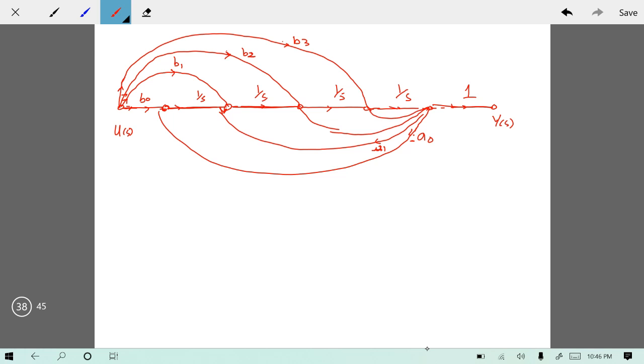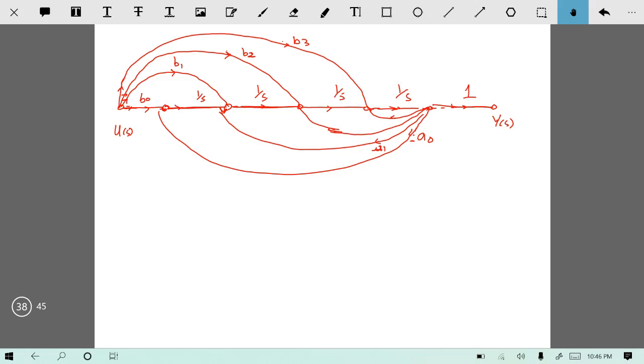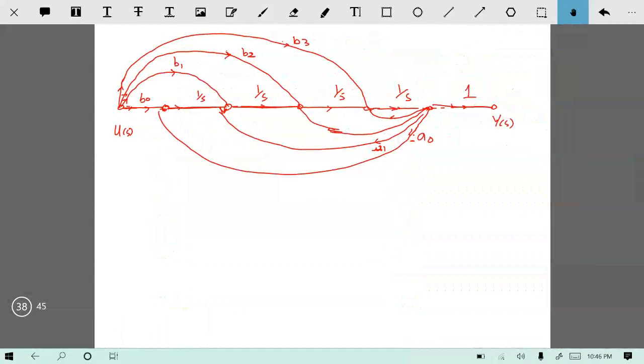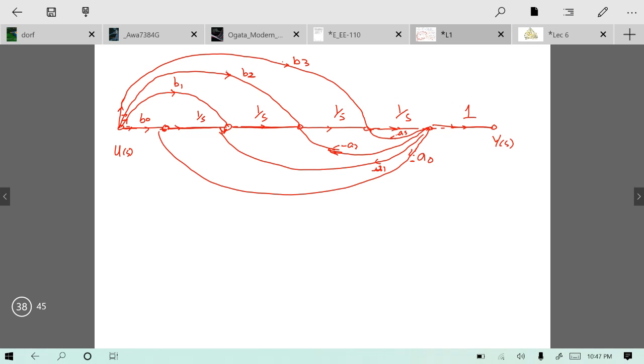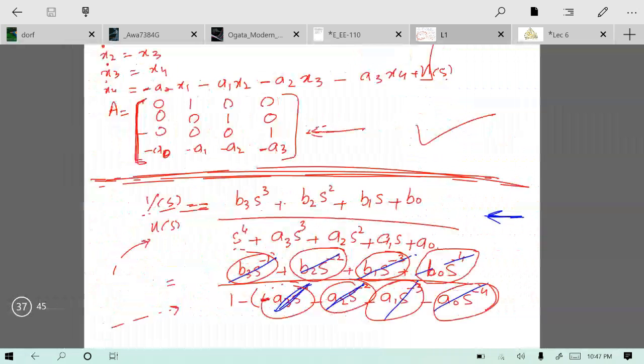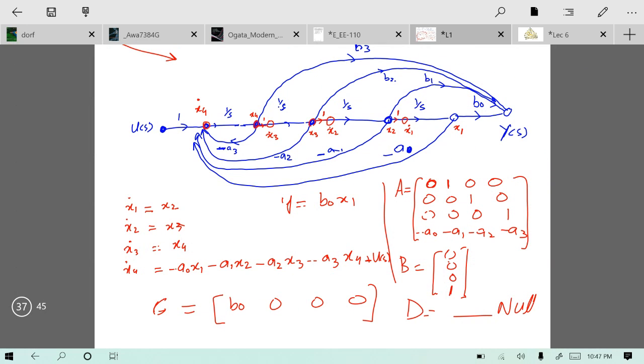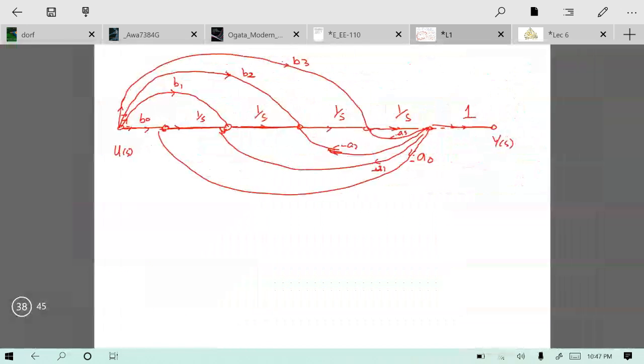For the last bit, this is my last loop. This loop is minus a2s^-2 and minus a3s^-1. This is minus a3. This small loop is minus a3s^-1, and this is minus a2s^-2. So you see, for the same transfer function, we have made two types of signal flow graph. This is the signal flow graph for this transfer function, and this is also a signal flow graph for the same transfer function.